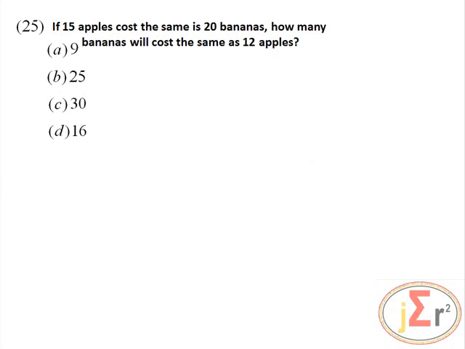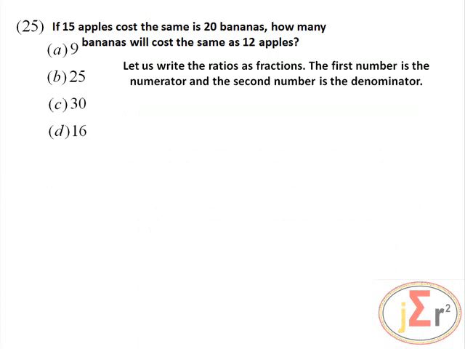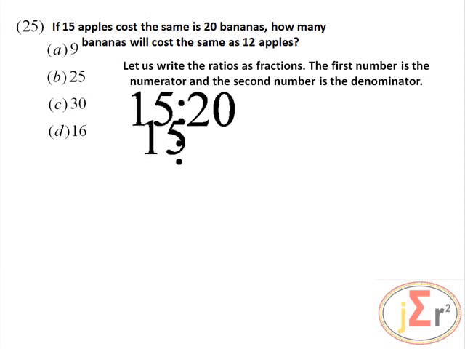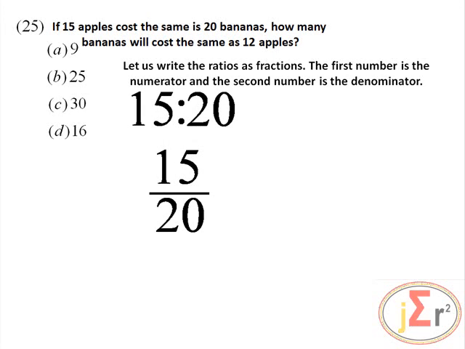We're going to write the ratios as fractions. But how do we do that? The first number is the numerator, and the second number is the denominator. But let us write our ratios first. So 15 to 20 is written as 15 20th, like that. The first number is the numerator, and the second number is the denominator.